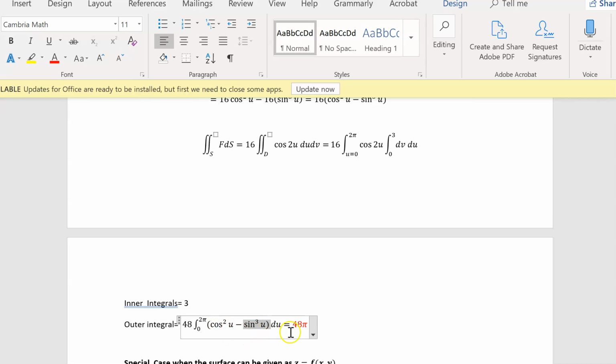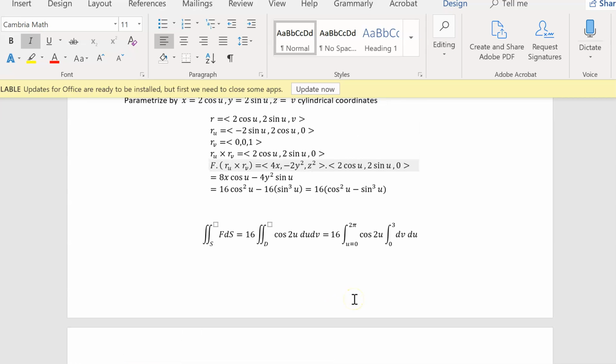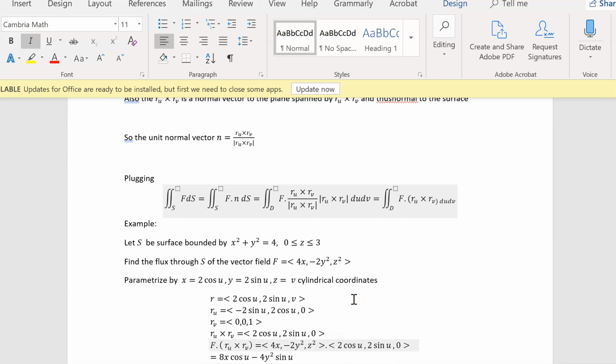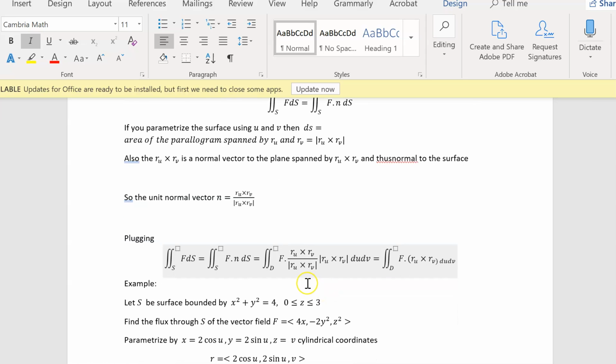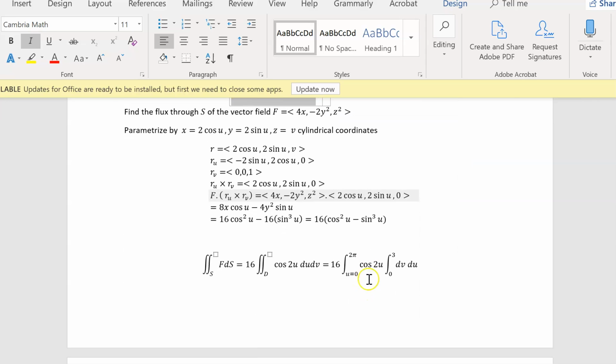But if you do that, you will get 48 pi. Okay, and that's the answer. So basically, the flux of this vector field through this surface is actually given by that. Okay.